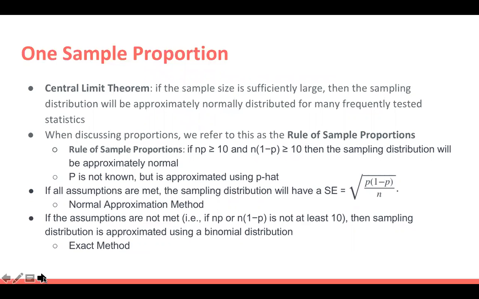And on the other hand, if your assumptions are not met, then your sampling distribution is approximated using a binomial distribution, which we call the exact method.